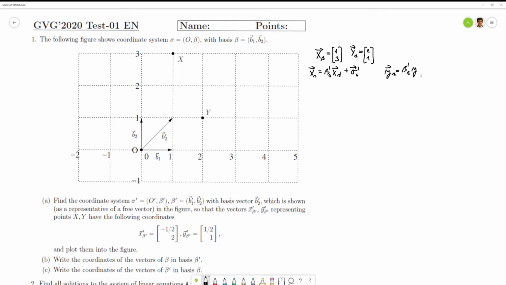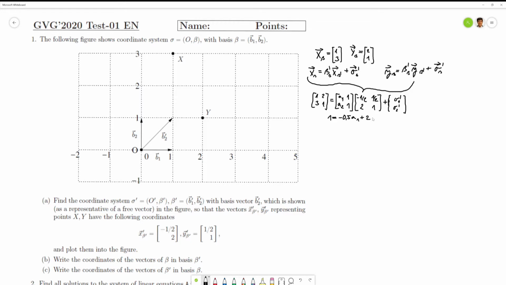X in beta equals the transformation from beta prime to beta times x in beta prime plus O prime in beta. And the same holds for y. Therefore we can write both equations as one, where x and y in beta will be on the left side, then there will be a transformation, which we don't know, beta prime in beta. This transformation matrix transforms the points x and y in beta prime, and we also have to add the origin O prime in beta.